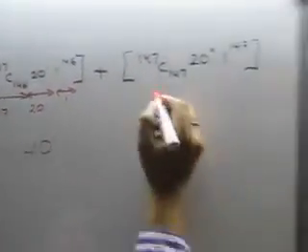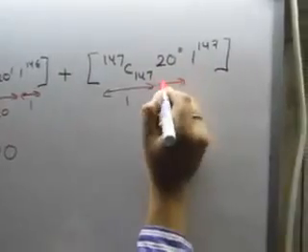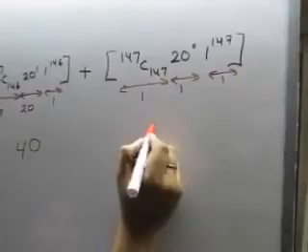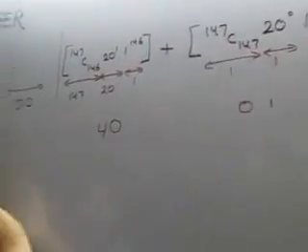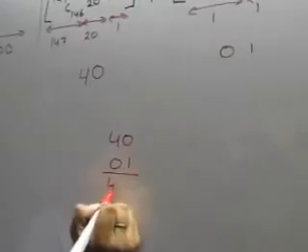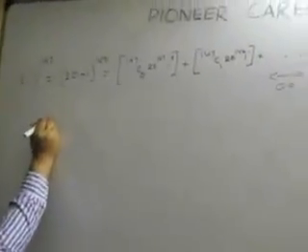Now look at the last term of this expansion. 147C147 is equal to 1, 20 to the power 0 is equal to 1, 1 to the power 147 is equal to 1. So the last two digits of this last term must be 01. So the last two digits of this expansion must be 40 plus 01, that means 41. Hence we can say that the last two digits of 21 to the power 147 are 41.